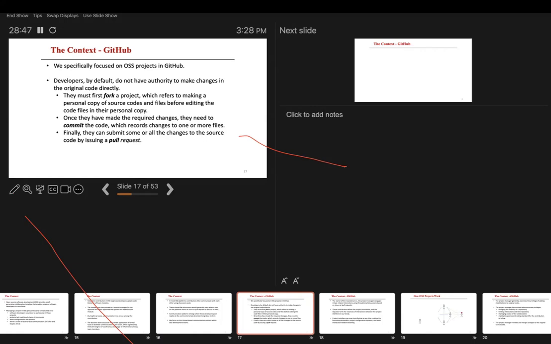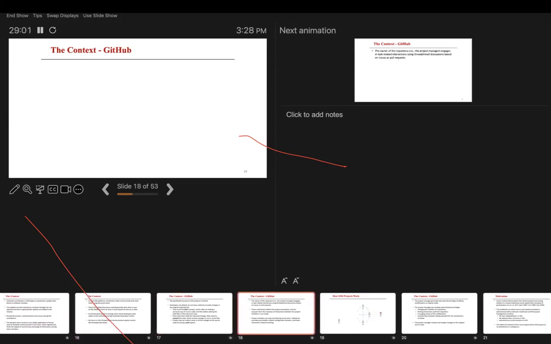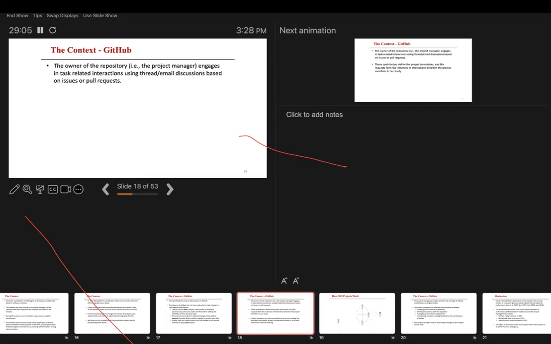These developers do not have any authority to make changes to the original code directly. They typically have to fork, make changes, and then through the pull request, they commit and submit something using a pull request. All of you are familiar with that concept. It's something which happens in GitHub all the time. So it provides us a unique way to understand what exactly is going on in terms of the communication during these 3 steps.